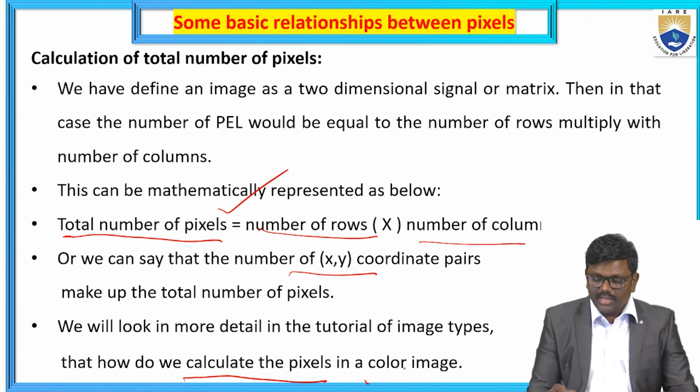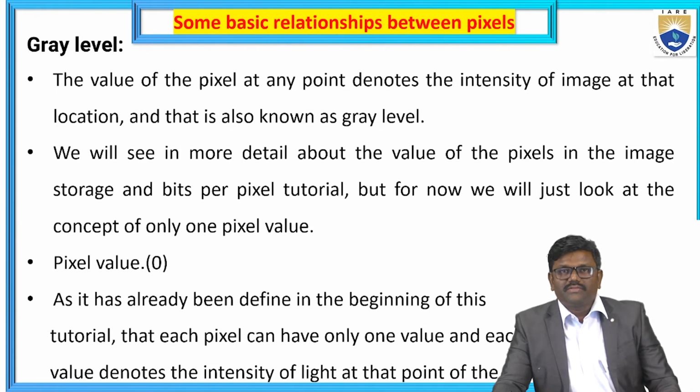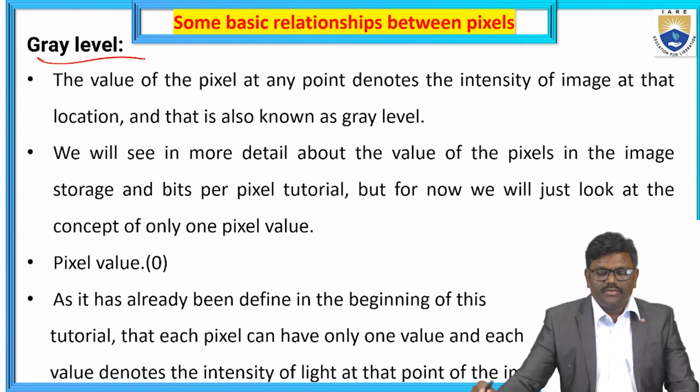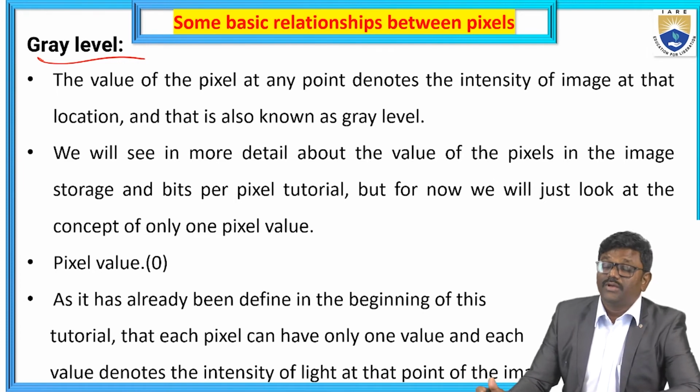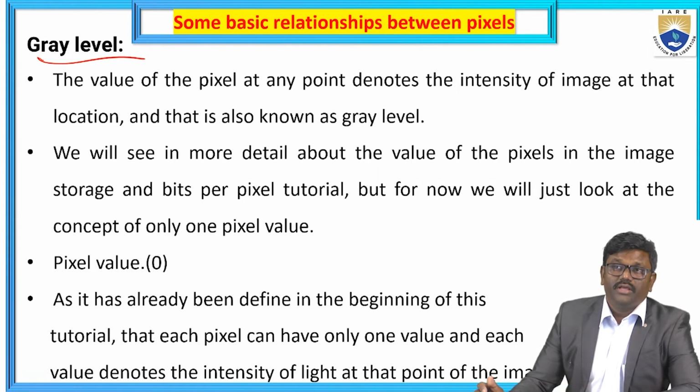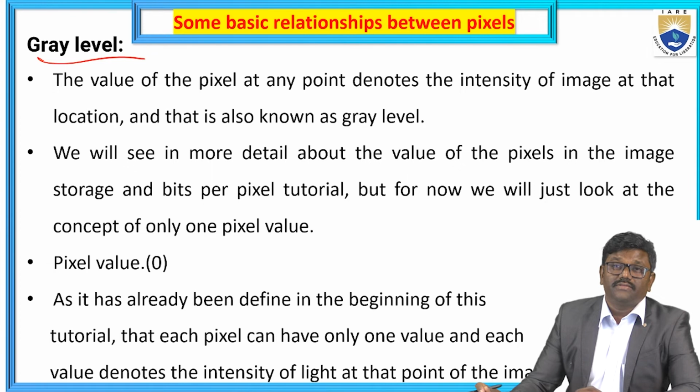with a color image. So how can we compare that? Obviously, we have to take one grayscale image. Grayscale I have taken. Okay. So when I am taking a grayscale image, what do we mean by grayscale image in terms of pixel relation? It means the value of the pixel at any point denotes the intensity of the image at that location. That is also known as grayscale. I'll repeat: the value of the pixel at any point denotes the intensity of the image at that location, and that is also known as grayscale.